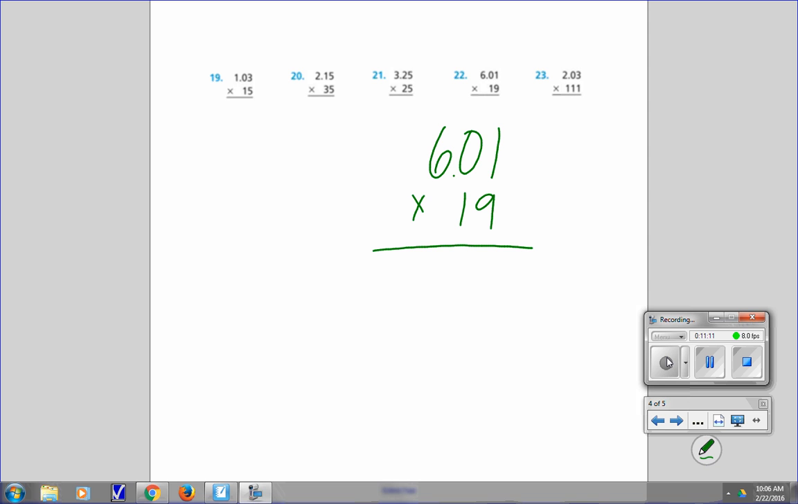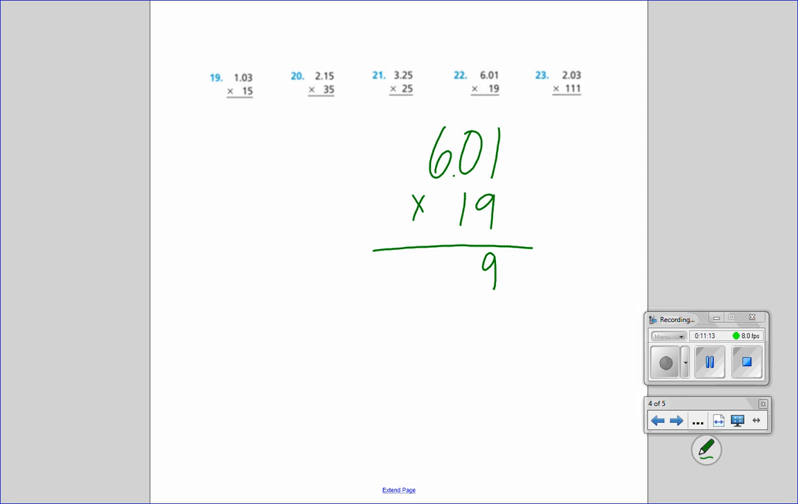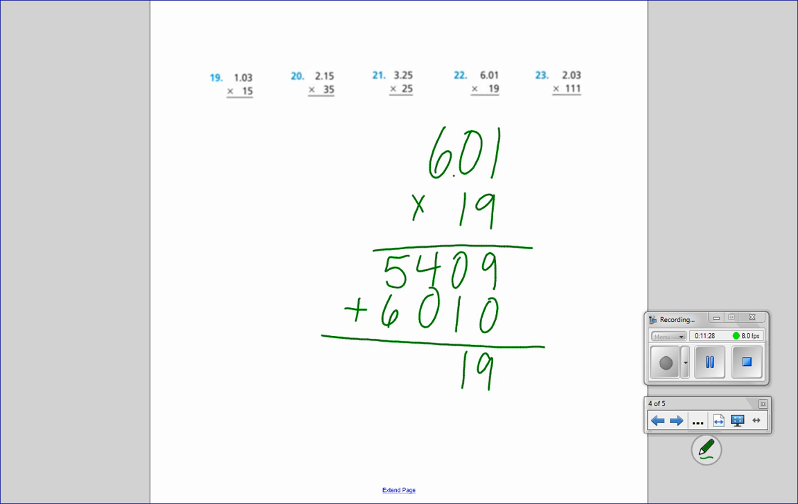Okay, I'm going to multiply this like I don't even see the decimal. So 9 times 1 is 9. 9 times 0 is 0, 9 times 6 is 54, okay, placeholder. 1 times 1 is 1, 1 times 0 is 0, 1 times 6 is 6. 9, 1, 4. There's 2 decimal places in the problem. There's 2 in the answer.